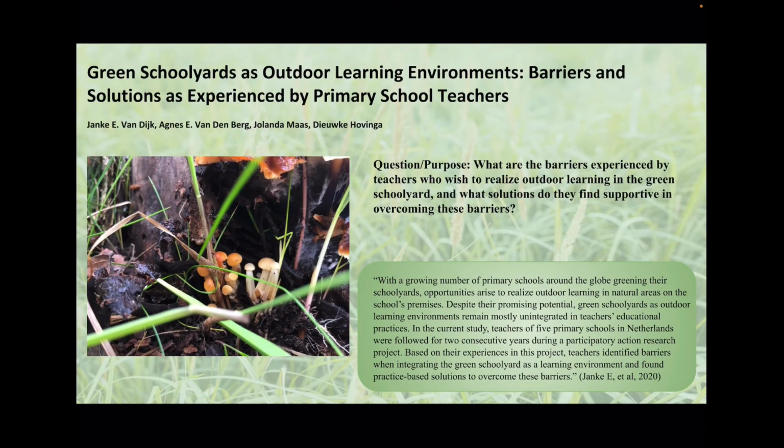The fourth research article, Green Schoolyards as Outdoor Learning Environments, Barriers and Solutions as Experienced by Primary School Teachers, looked to answer the questions: what are the barriers experienced by teachers who wish to realize outdoor learning in the green schoolyard, and what solutions do they find supportive in overcoming these barriers?